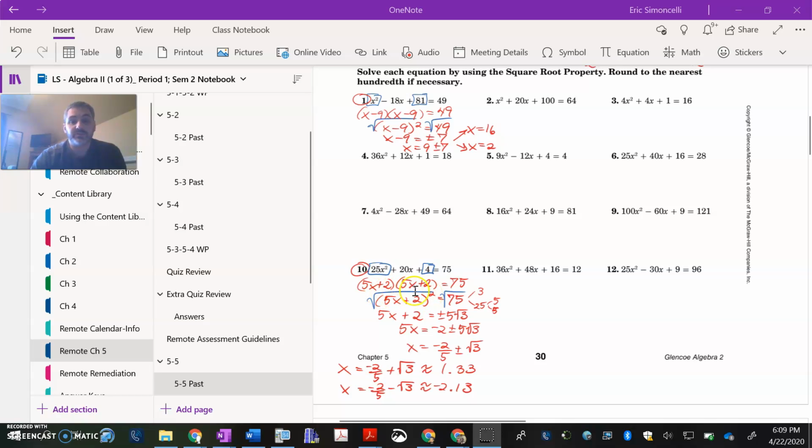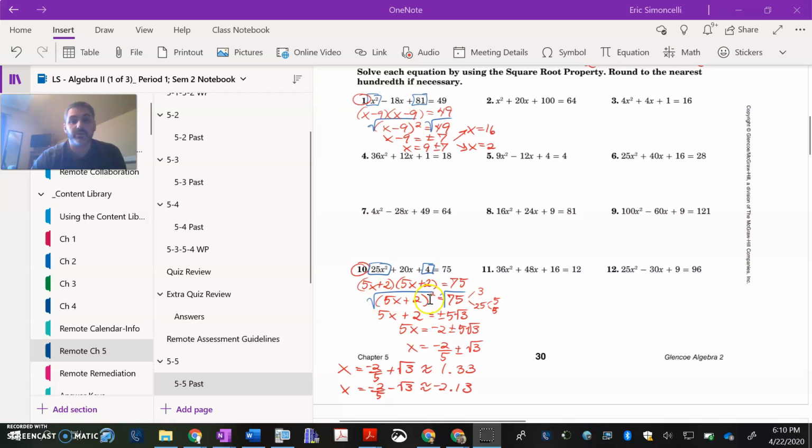So 5x plus 2 times 5x plus 2, you can FOIL to check if we're in fact right. First, outside, inside, last. In fact, yes, first is 25x squared. Outside, inside, add to 20x, because 10x plus 10x is 20x. And then last, 2 times 2, of course, is 4. So we'll rewrite this as a binomial squared, and that equals still 75.